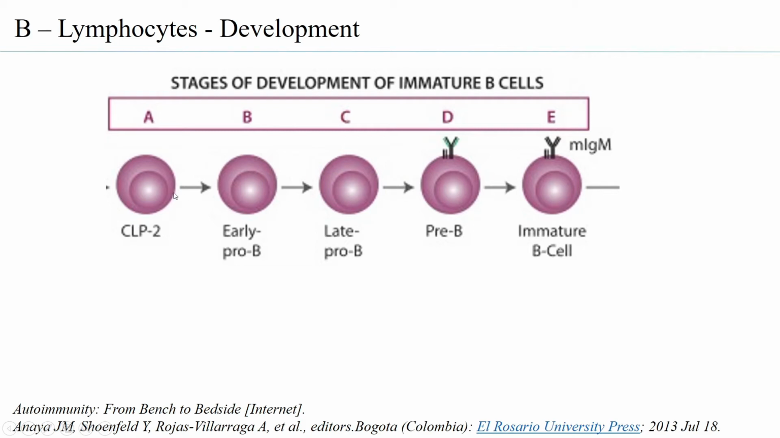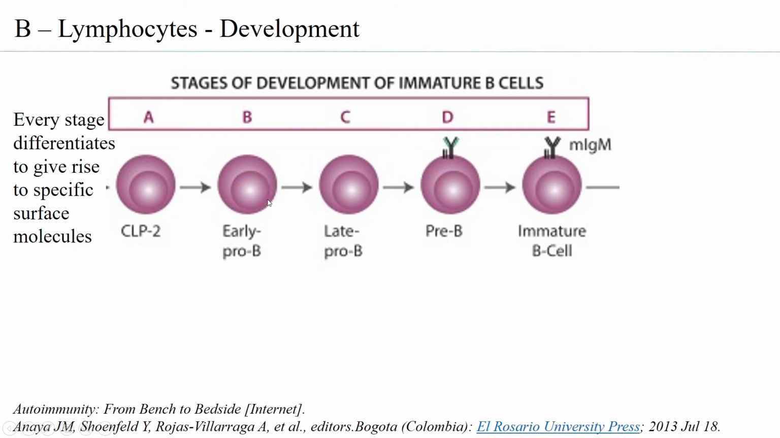Interesting to note is that with every stage of differentiation, there are specific surface molecules that are formed and seen on these specific cell types. So, for example, the common lymphoid progenitor 2 on its surface has a surface molecule called B220.